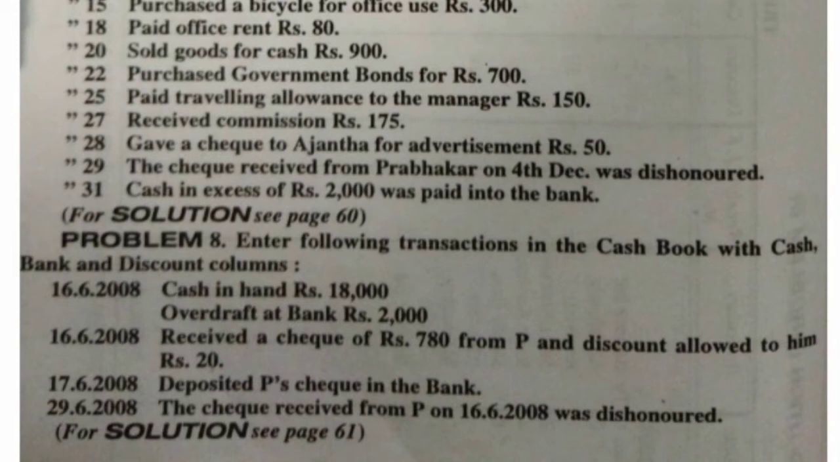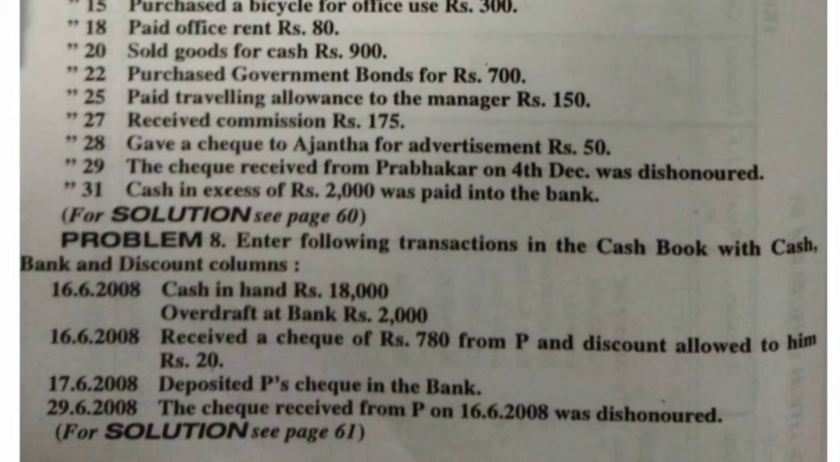So now what would be the journal entry? As on 17th June the entry would be bank account debit to cash account, that is rupees 780. You will enter this into the cash book. And on 29th June what is happening? The check received from P on 16th June got dishonored.